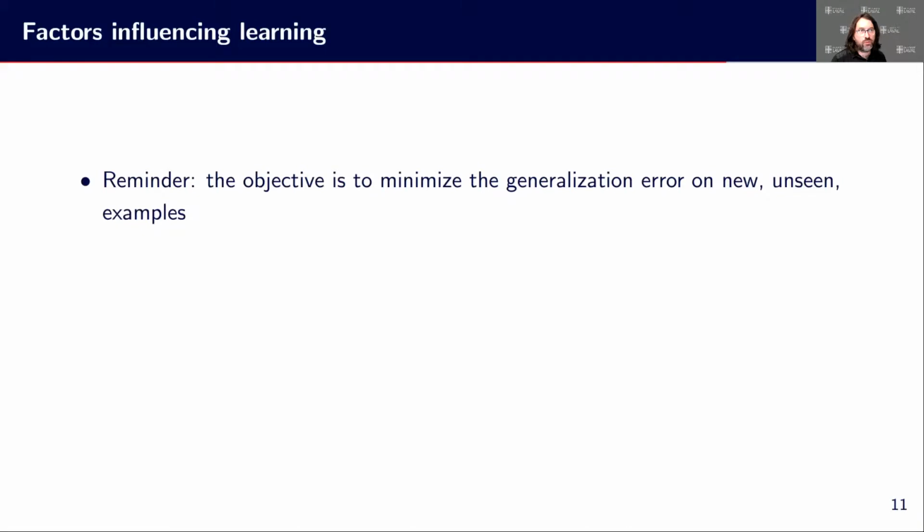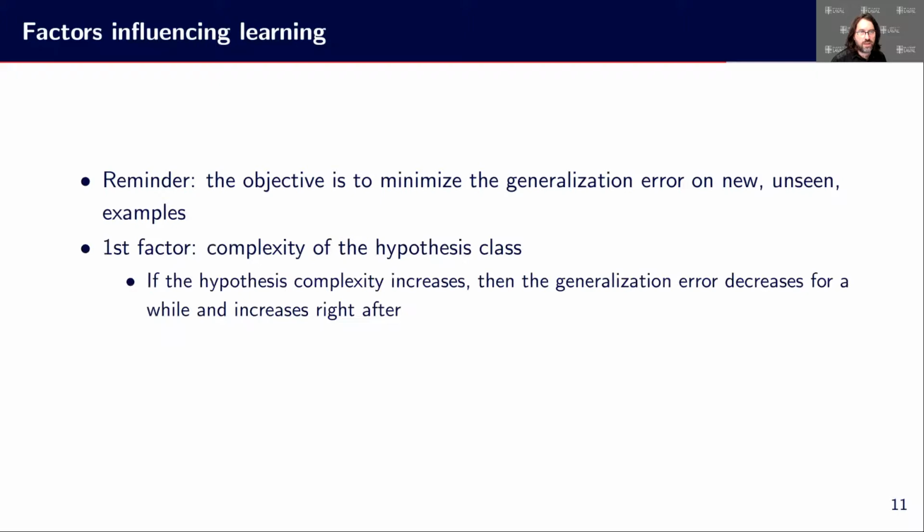We need not to forget that the point here is to minimize the generalization error on new and unseen examples. So we want to learn models that are minimizing the generalization error, not necessarily be the best one on the training set we have at end.